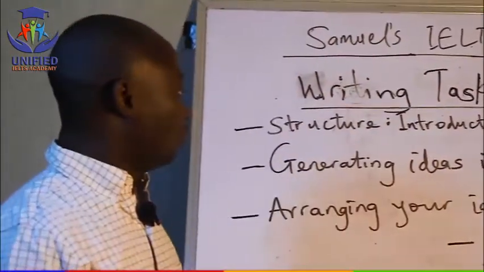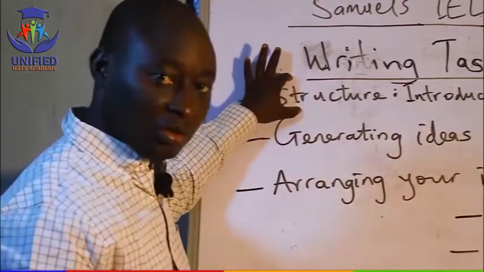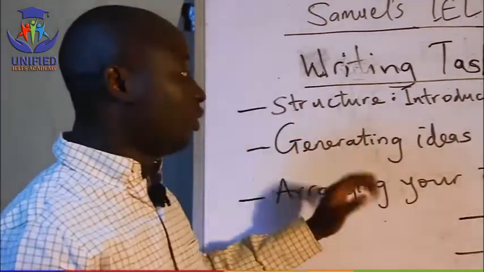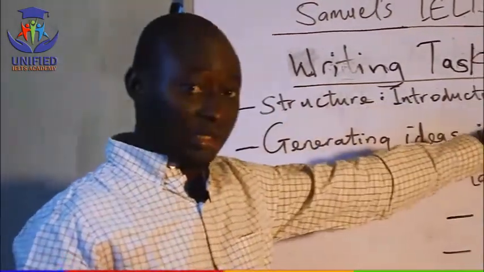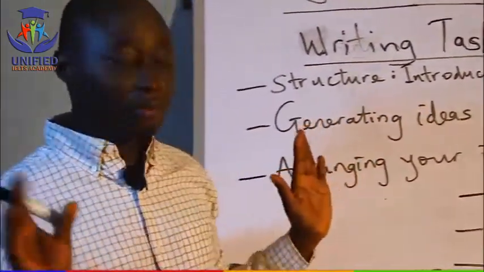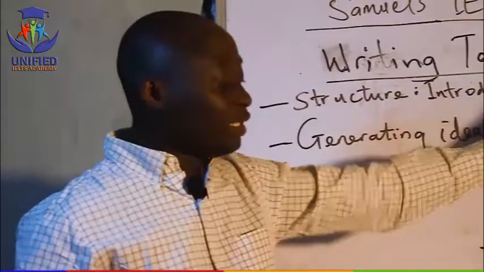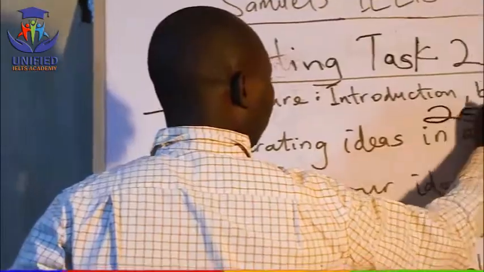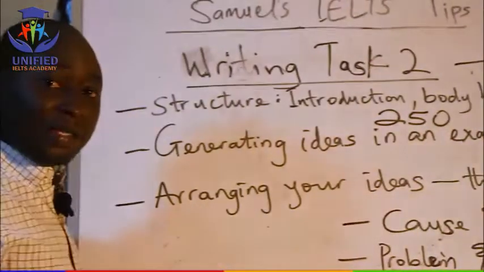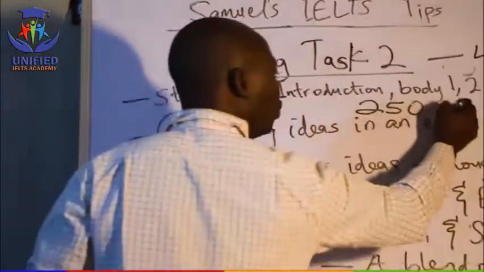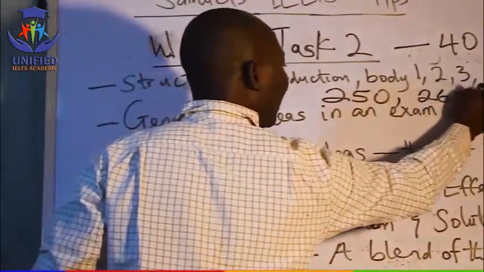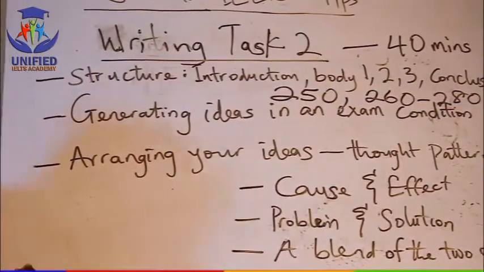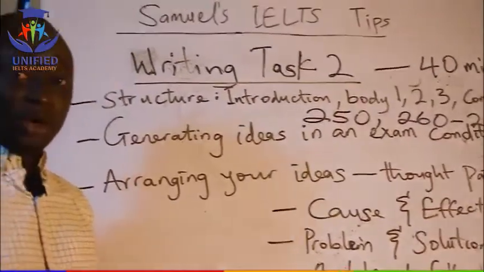In writing task 2, it has its own structure. I'm sure you are aware too that the structure of a typical essay has to do with the introduction, the body, then conclusion. Just 3 parts: introduction, the body, and conclusion. In this task, you are expected to write about 250 words. But I always advise candidates to aim at about 260, between 260 and 280 words, so that you don't run foul of IELTS golden axe.